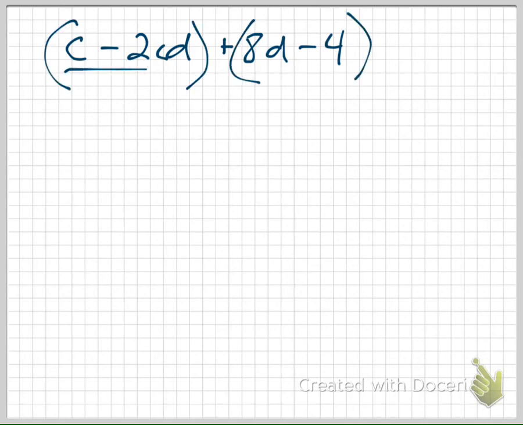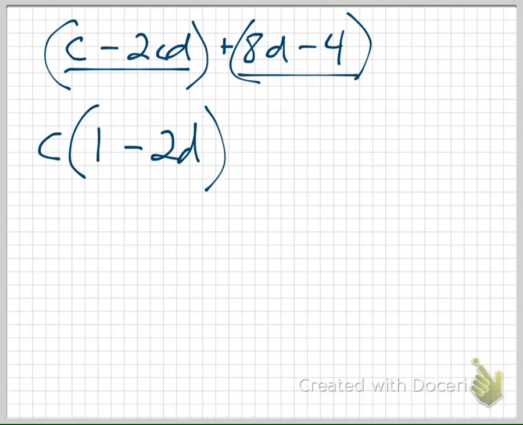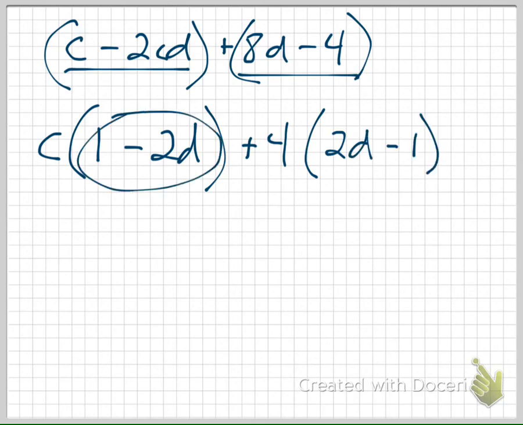Okay, what can I pull out of this first one? A C. So I'm going to pull out a C. That leaves me with 1 minus 2D. Agreed? Okay, what can I pull out of here? Pull out a 4. So it's now plus 4 times, and then it would be 2D minus 1. Right? And you're, oh man, so close.